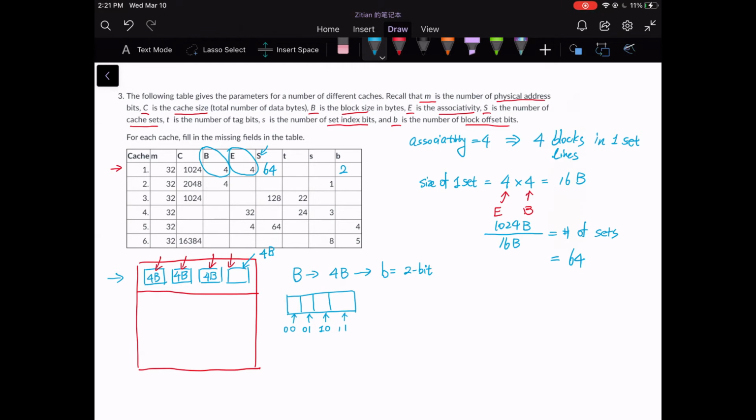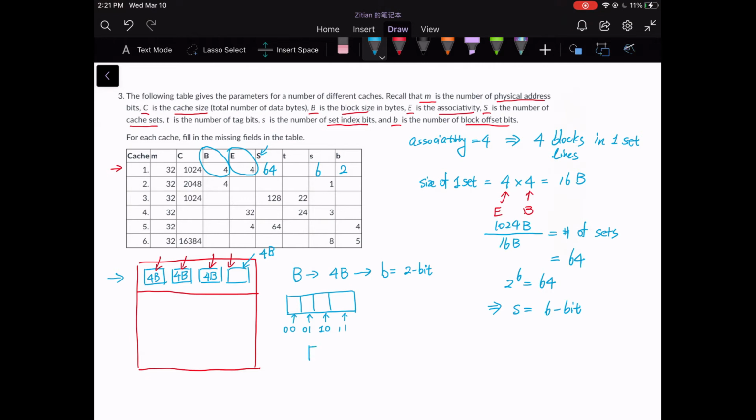Since we know we have 64 sets, how many bits do we need to use to identify each of them? Then we need 6 bits, because 2 to the power of 6 equals 64. So s is 6 bits, s equals 6.